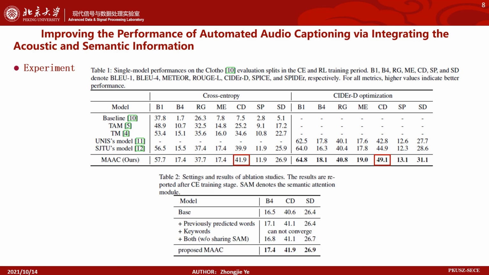The ablation results of our proposed model are shown in Table 2. We could see that the pre-trained keyword encoder and the multimodal attention module could indeed improve the performance of automated audio captioning.